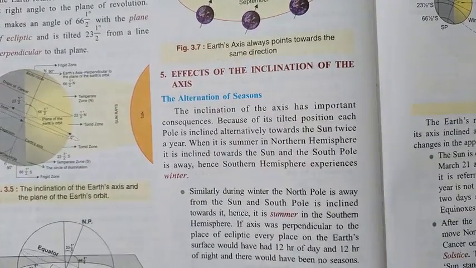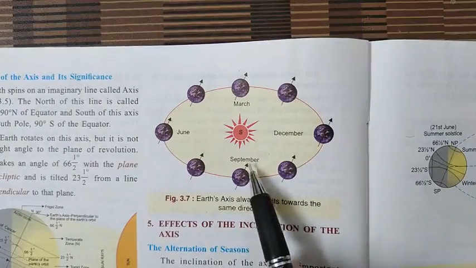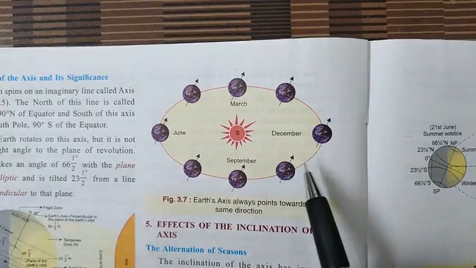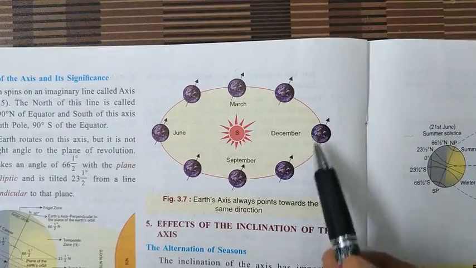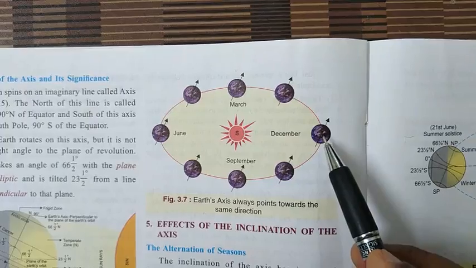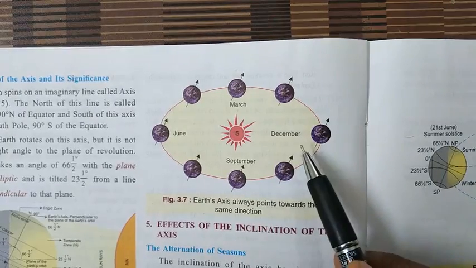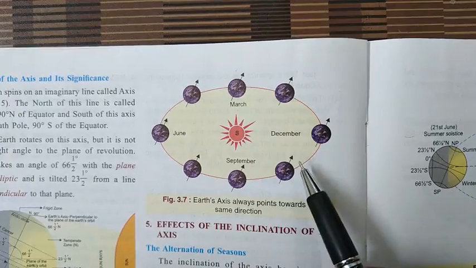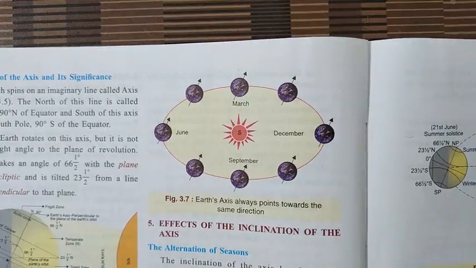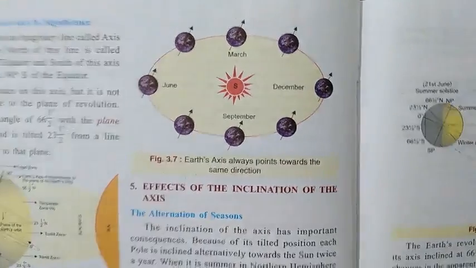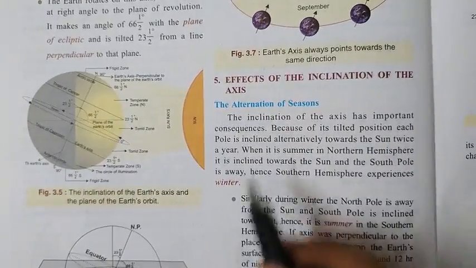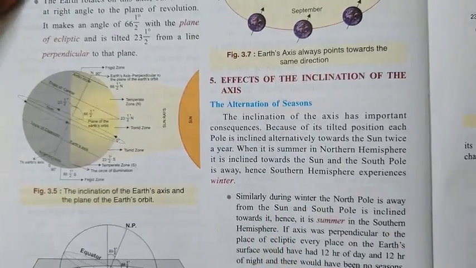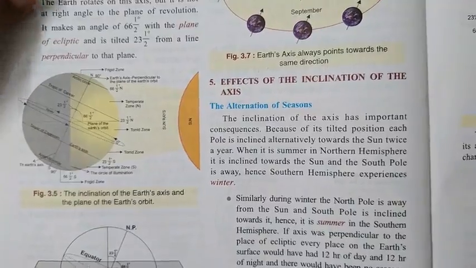As you can see in this picture, the earth is inclined and also revolves around the sun. This is why in different parts of the year, different parts of the earth receive the sun rays at different angles, and this is why we experience seasons. So the first effect of the inclination of the axis is the alternation of seasons. This is why we experience the change in the season.